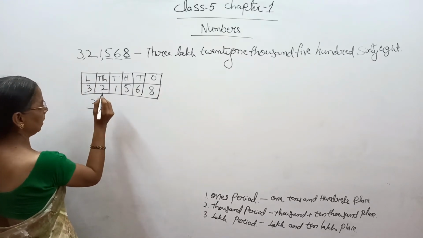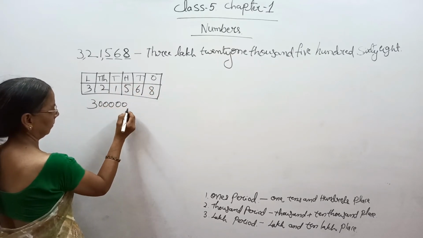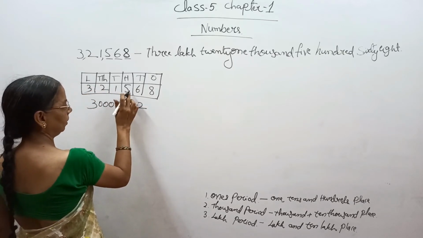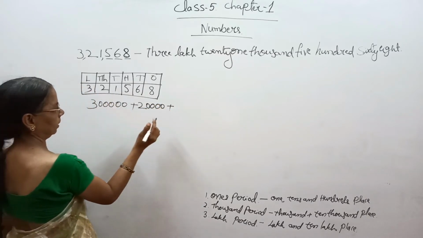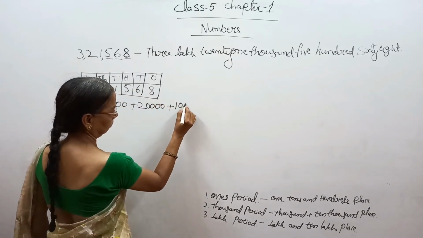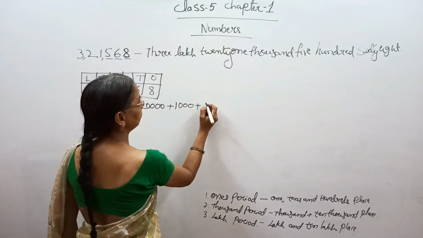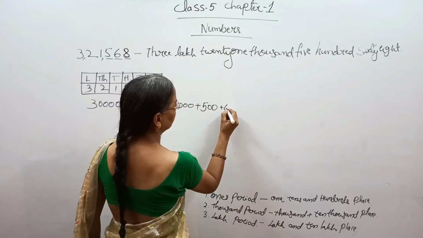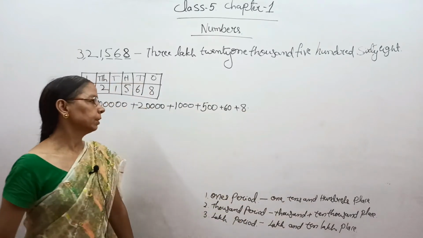That is 3, with 5 zeros, plus 10,000, that is 2, with 4 zeros. Then 1,000, that is 1, with 3 zeros. Then 5, which is in the place of hundreds, with 2 zeros. Then tens, we put one zero, that is 10, plus ones place, the number is the same, 8.